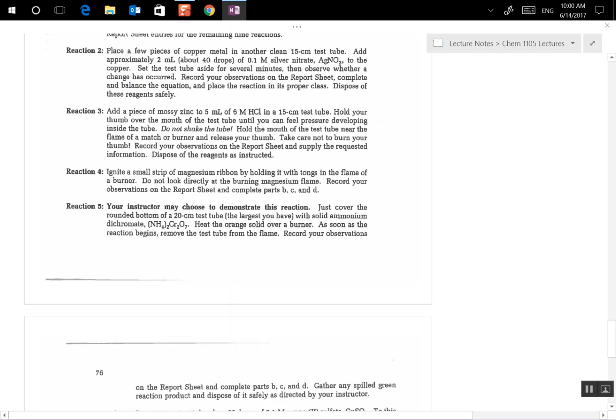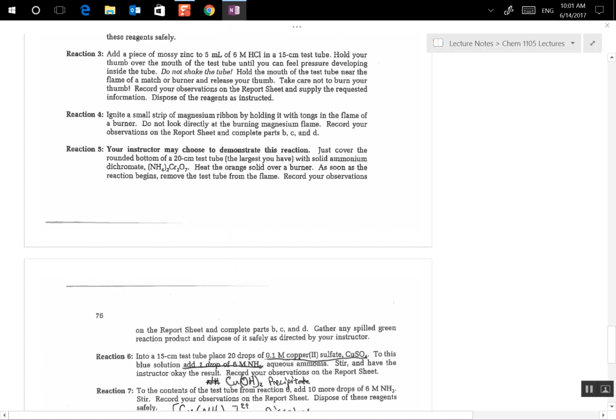Reaction 3, you're going to take some zinc. We have this mossy zinc. You're going to put it into a test tube and add some acid to it. It's going to react and produce some products. You're going to hold your thumb over the mouth of the test tube, and as the product is building up in there, you'll then put it close to a flame, and it will react a second time. So you're going to get a secondary reaction from that, which is kind of fun.